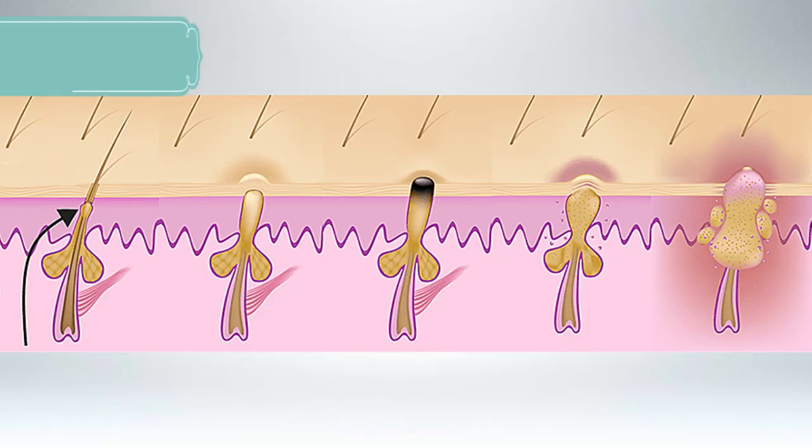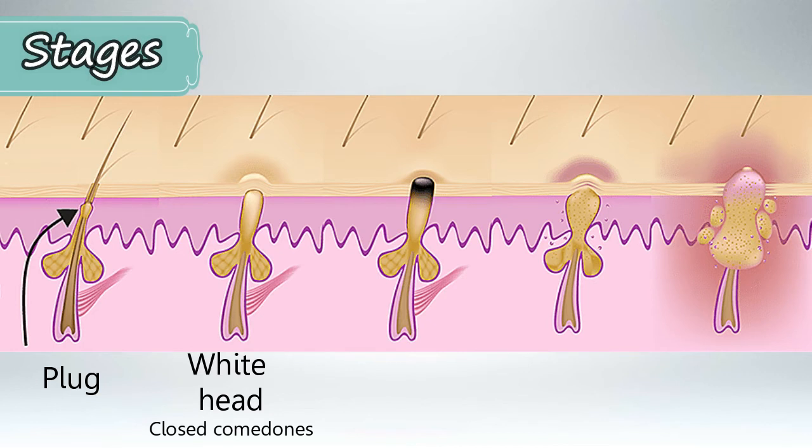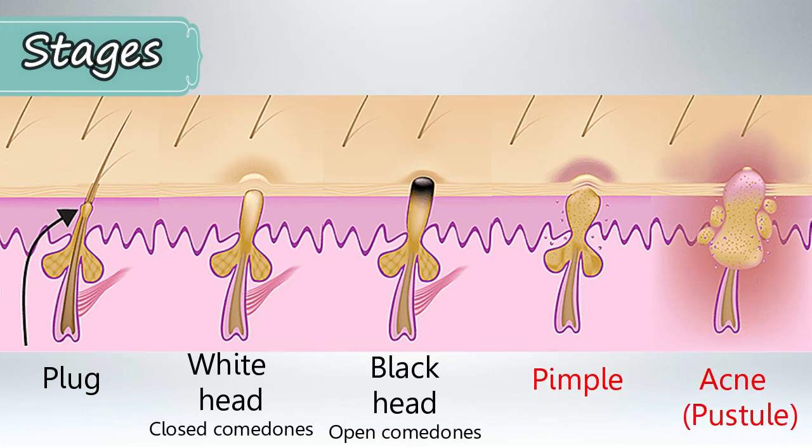So the stages of acne are as follows. First we'll have the plug, and then as the free fatty acid builds up, it's going to form what we call a whitehead or a closed comedone. And then air is going to get inside the pilosebaceous unit and oxidize this free fatty acid to form what we call a blackhead or an open comedone. And then it's going to form a pimple and then a pustule, which basically has the bacteria. So pimples and pustules, or acne as we call it, these two stages include inflammation.